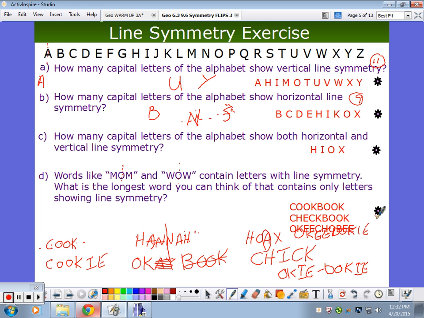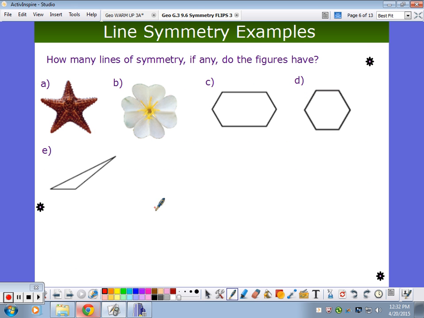This is the longest one I could think of. Okeechobee? It's a city in Florida. There's a Lake Okeechobee. Oh, yeah. There may be more. I don't know. That's the longest one I can think of. But you get the idea. Okay.